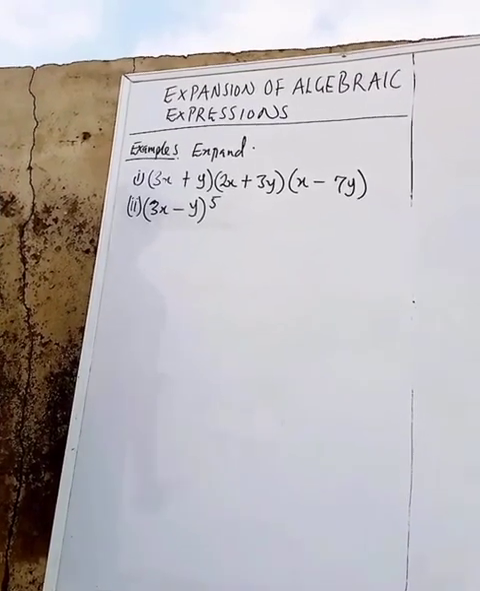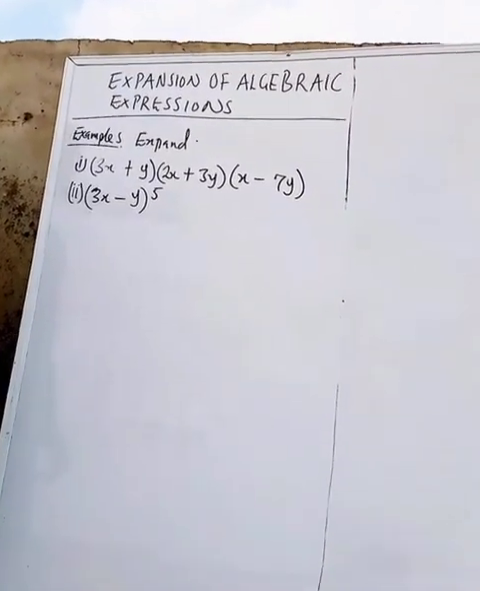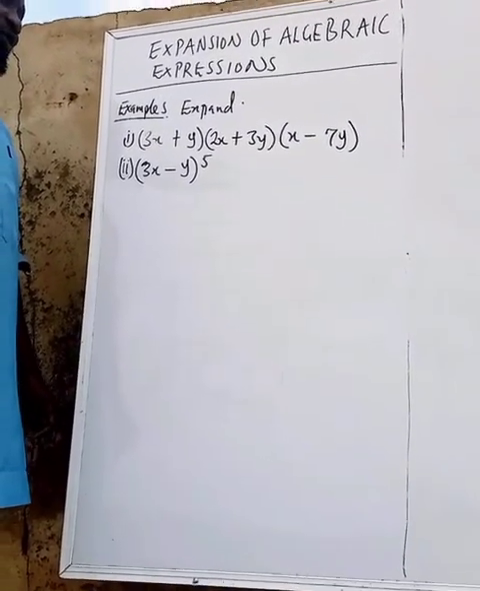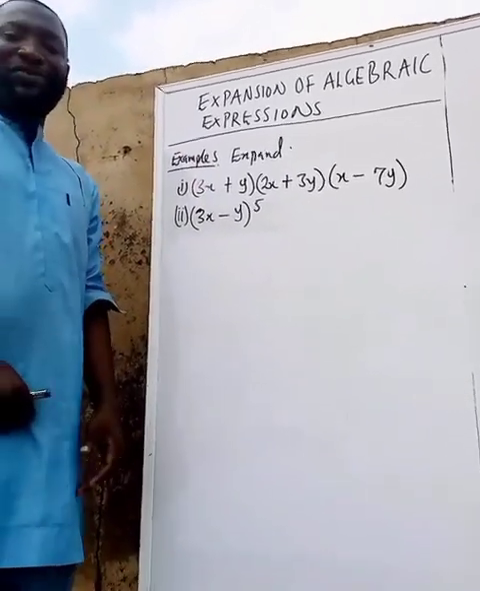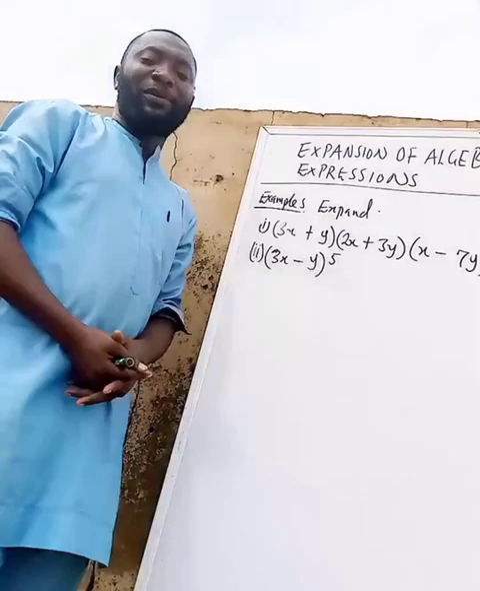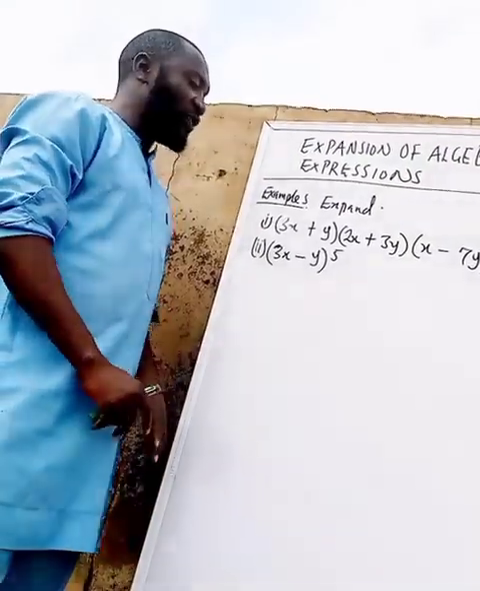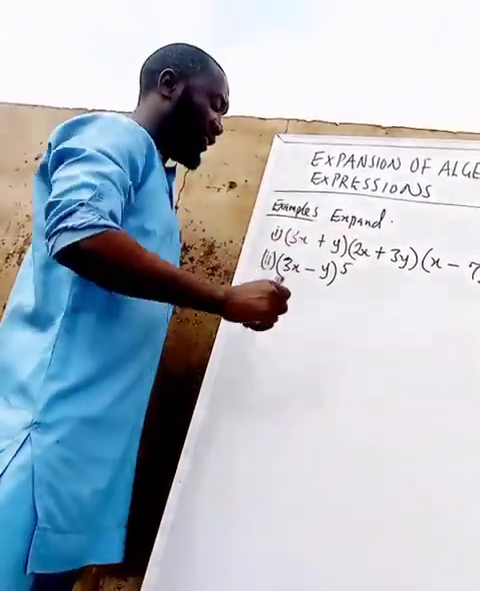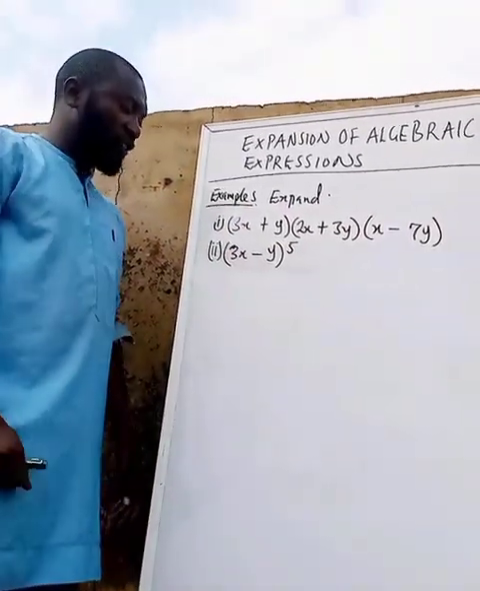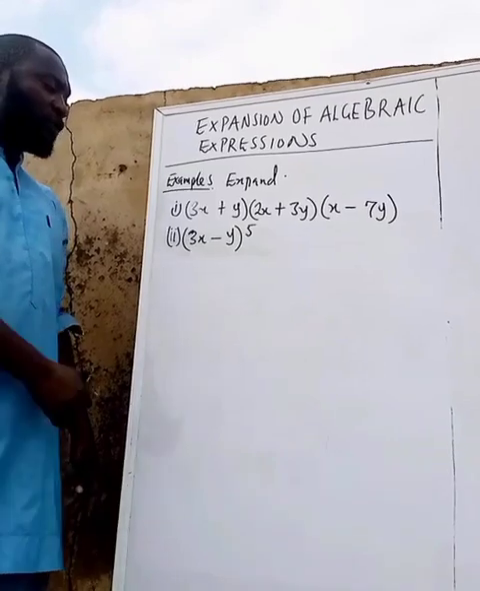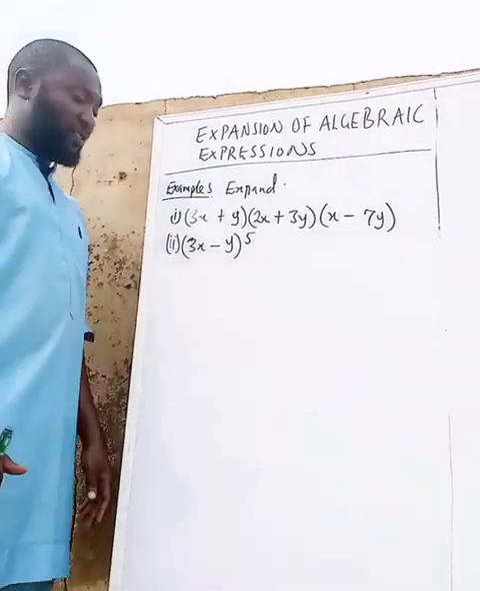So for the first example, we use the normal method of expansion. For this first example, you can't use binomial expansion, and you cannot use Pascal triangle because they are not similar. But look at the second example. You can make use of binomial expansion. You can make use of a Pascal triangle.